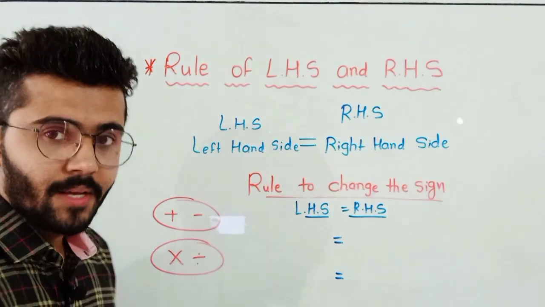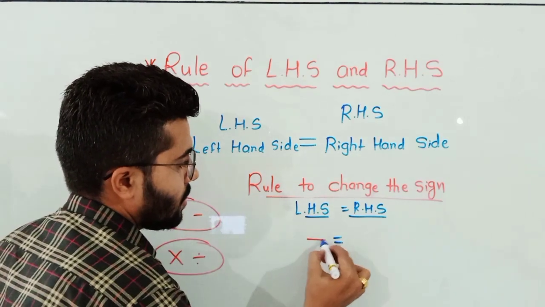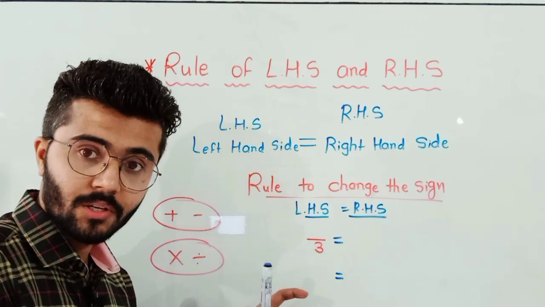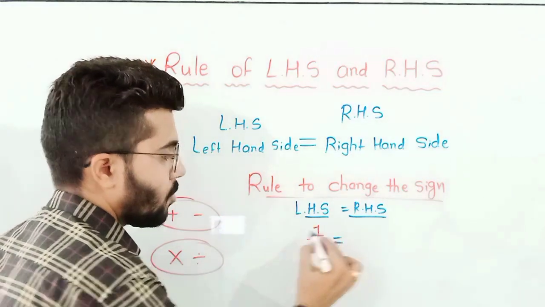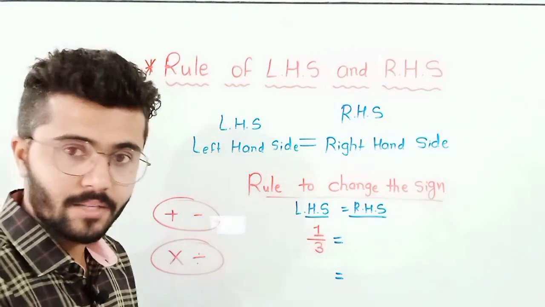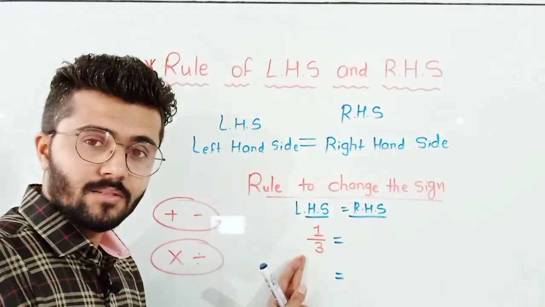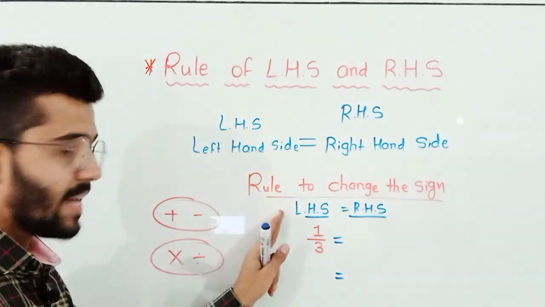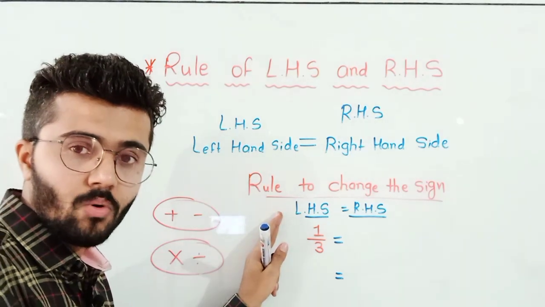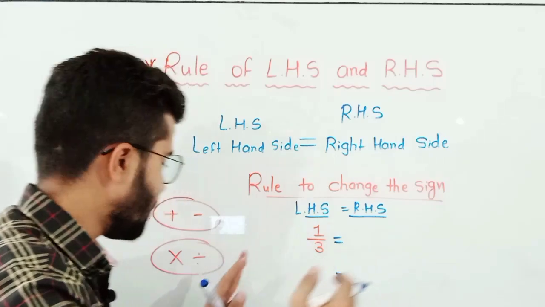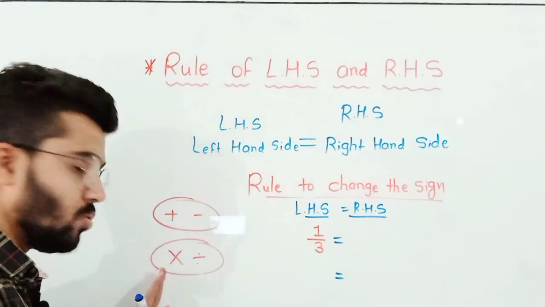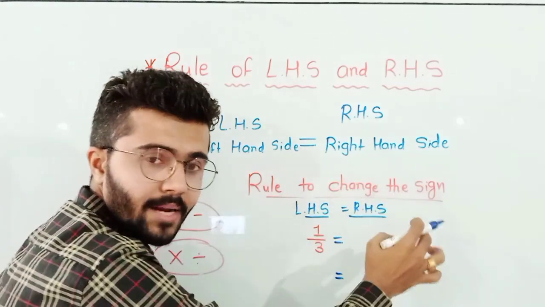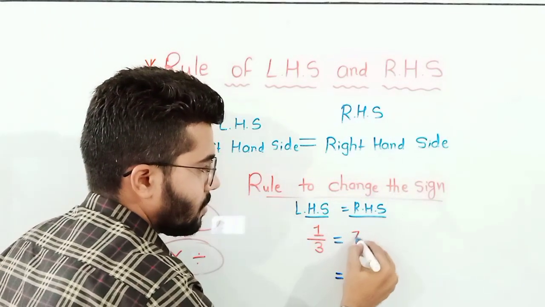For example, if 3 is given to us in the form of division, meaning upon 3, let us take 1 upon 3, which means 1 divided by 3. As this 3 is in the relation of division on the left hand side, if it moves towards the right hand side, division will change into multiplication. So this 3, if it goes to the right hand side, it will be multiplied by 3.